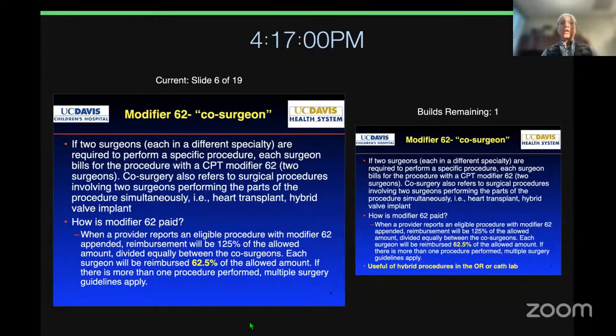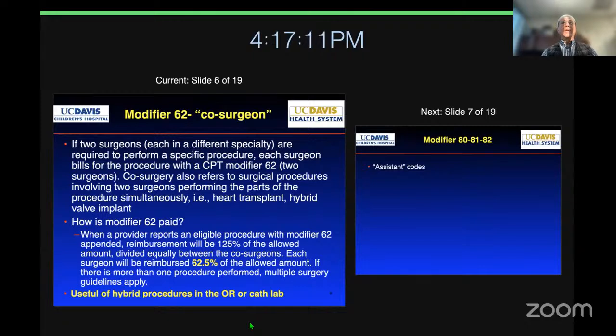Of course, I recommend that you talk to your surgeon ahead of time so that it's all clear and upfront before you guys proceed. Otherwise, it gets into some conflicts potentially. Again, I find this to be useful in some of the hybrid procedures in the OR or the cath lab. We'll go over some of this later on.